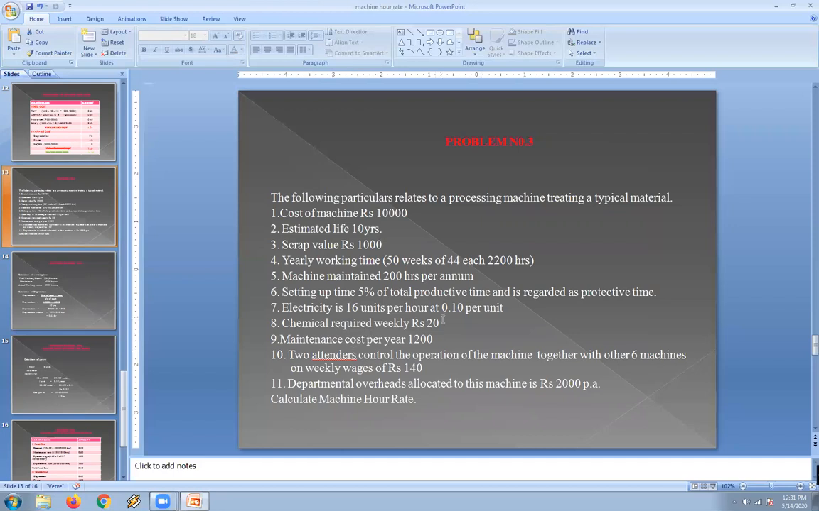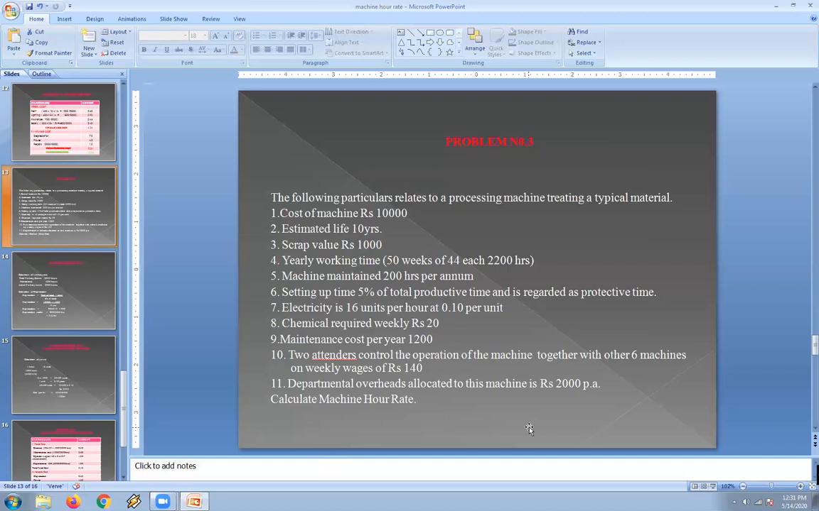Chemical required weekly is 20. Maintenance cost for 1 year is 1,200 rupees. And 2 attenders are controlling the output of the machine together with the other 6 machines, on a weekly basis of rupees 1,000.